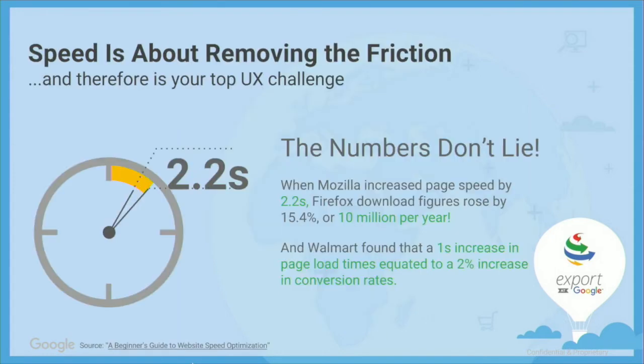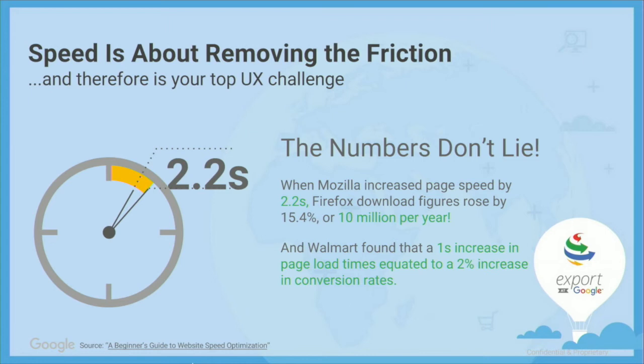So we're going to talk about speed today, and that's the one I'm going to focus on. And speed is critical to performance. And the numbers don't lie, as the slide says. So we have 2 examples here, Mozilla and Walmart. When Mozilla increased page speed by 2.2 seconds, they got an incremental 10 million downloads per year. That is absolutely phenomenal, 2.2 seconds.